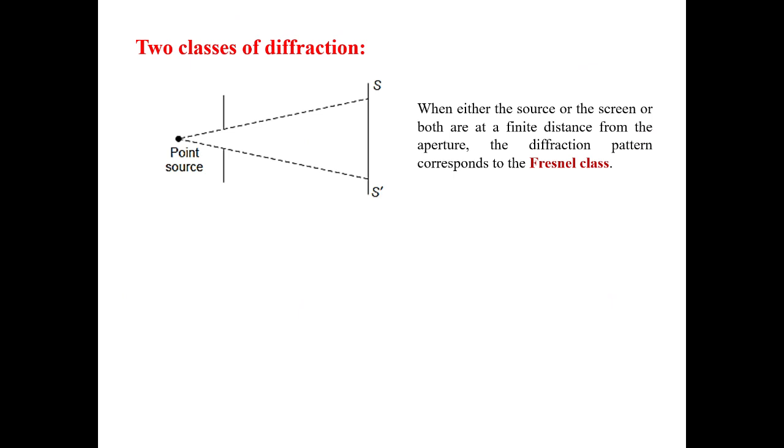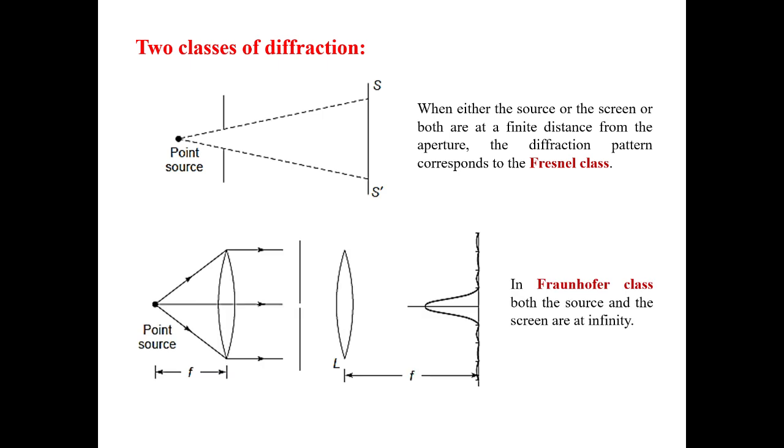Diffraction is subdivided into two classes. One, when either the source or screen or both are at finite distance from the aperture. This diffraction pattern corresponds to the Fresnel class. And the second, when both the source and the screen are at infinite distance from the slit. This corresponds to the Fraunhofer diffraction pattern.